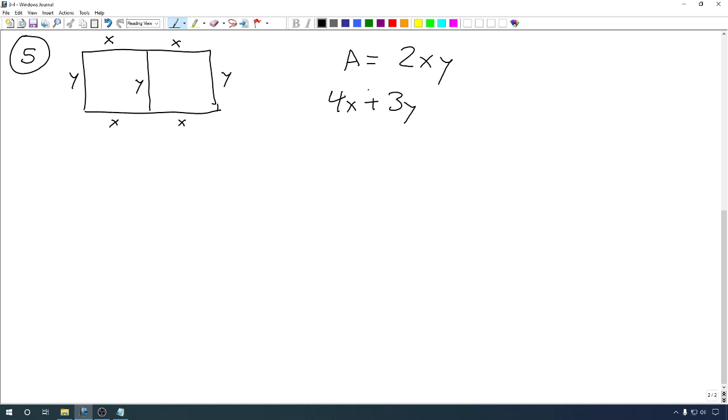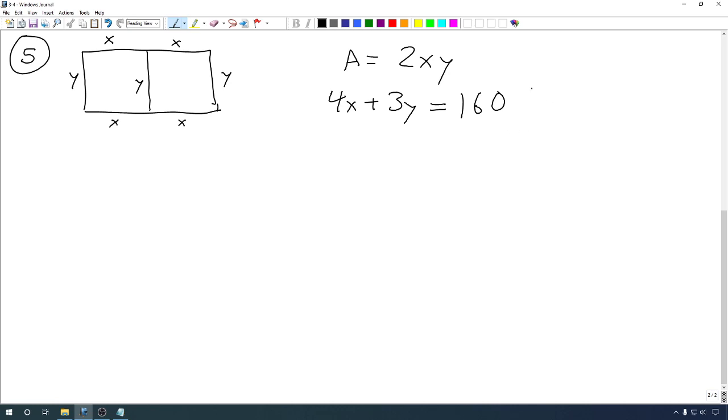So we have 4x plus 3y as the total amount of fence in terms of x and y. But the text of the problem says that that has to come to 160 feet. So we have 160 feet to be divided up among these x and y in such a way that 4x plus 3y is that 160. We can use this equation, which the book is referring to as our secondary equation, and the formula for the area is the primary equation.